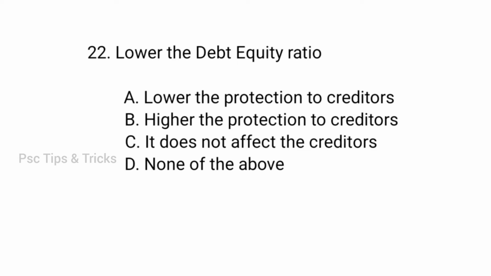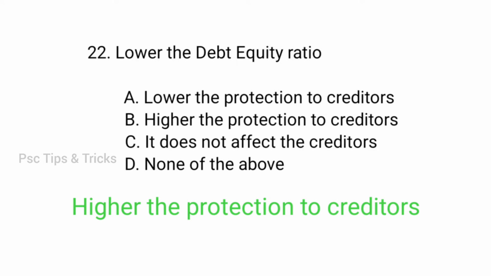Lower the debt equity ratio. Option: lower the protection to creditors, higher the protection to creditors, it does not affect the creditors, none of the above. Answer option B, higher the protection to creditors. Lower the debt equity ratio, higher is the protection to creditors. Creditors usually like a low debt to equity ratio because a low ratio less than 1 is the indication of greater protection to their money.